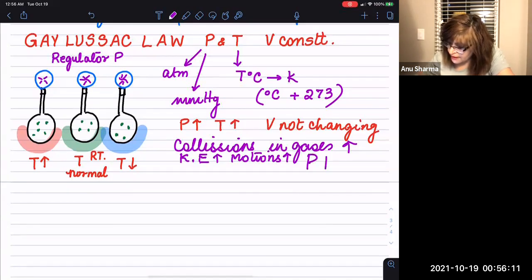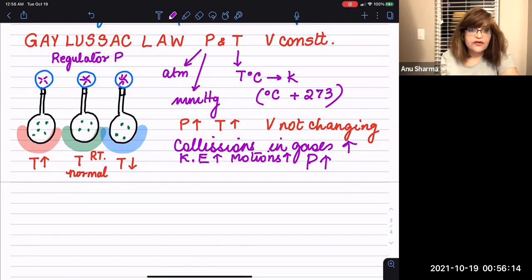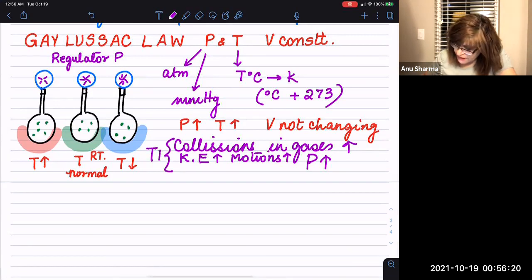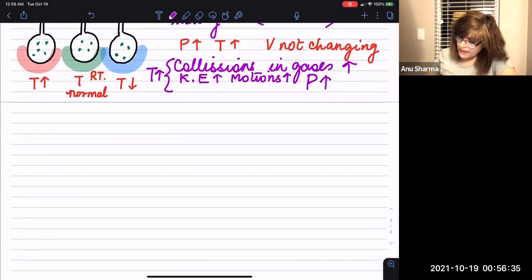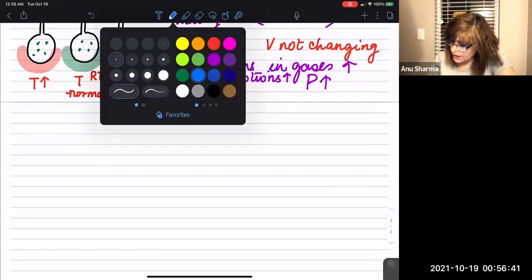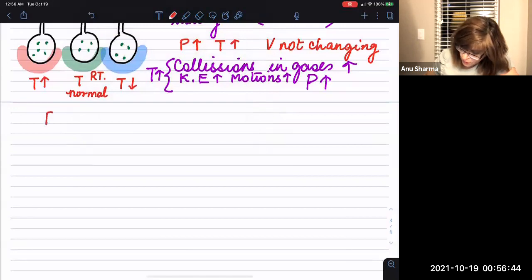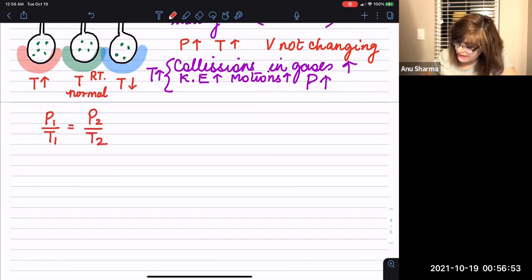That means the pressure increases. They hit the walls of the container with great force anytime the temperature increases. So temperature increases, the collisions in the gases increase, kinetic energy increases, motion in the gas increases, and the pressure increases. And when the temperature goes down, vice versa. This relationship is expressed by the formula P1 over T1 is equal to P2 over T2, where P1 is the pressure and T1 is the temperature.